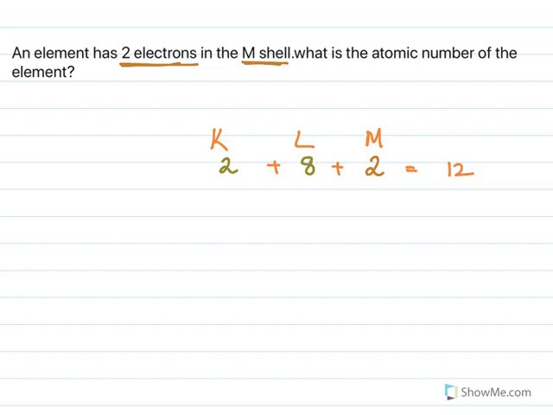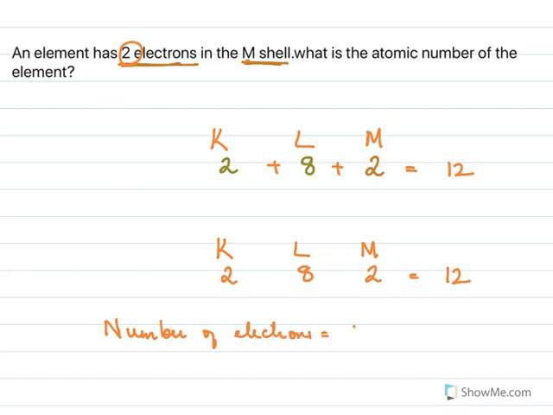Let me repeat this question again. So we have the K, L, M shell, and they said there are 2 electrons already in the M shell. That means that L must be filled, otherwise M would not have been filled. So there must have been 8 and 2. So total become 12. So number of electrons equal to 12. If number of electrons is 12, protons also 12, atomic number 12.